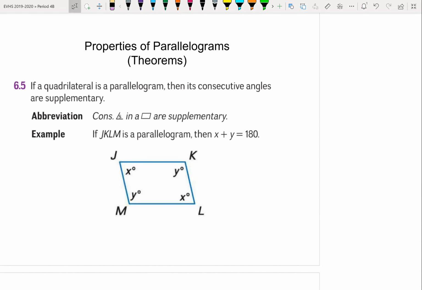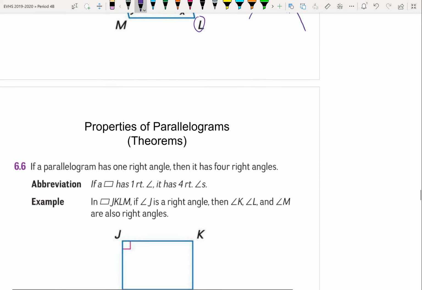Also, any pair of consecutive angles is supplementary. So here, angle K and angle L, or y degrees and x degrees, have to add to 180. Now, we also know that these two are equal. So if this is y, that's y. This x and this y add to 180. Those two add to 180. Those two add to 180. And when you think about it, this actually makes a lot of sense because we said that these sides here, JK and ML, are parallel. If I cut that by a transversal, then these two angles here, this y and this x, are consecutive interior angles. Therefore, they have to be supplementary. So this fits in exactly with our transversal properties that we learned back in Unit 3.